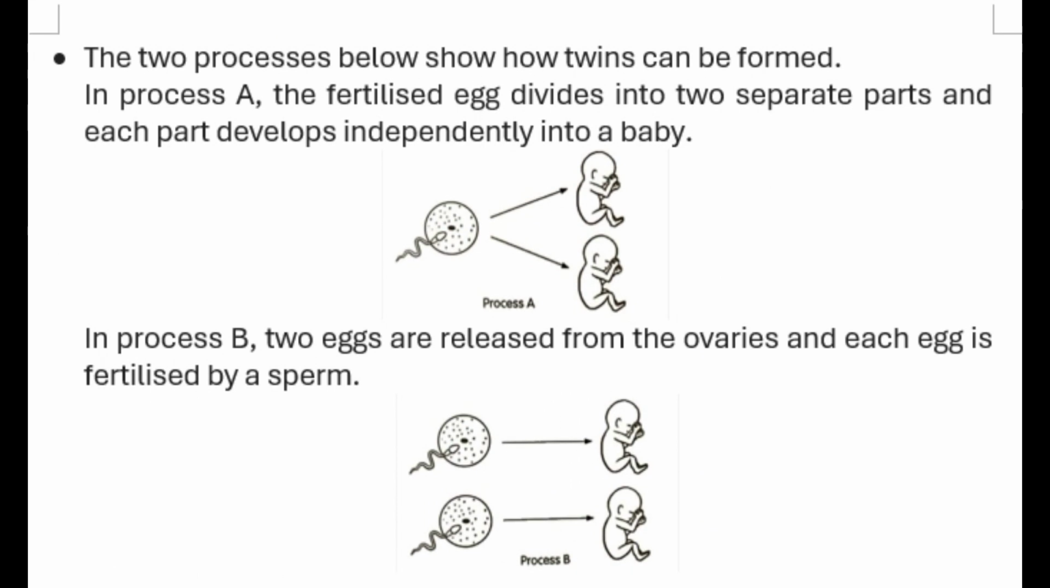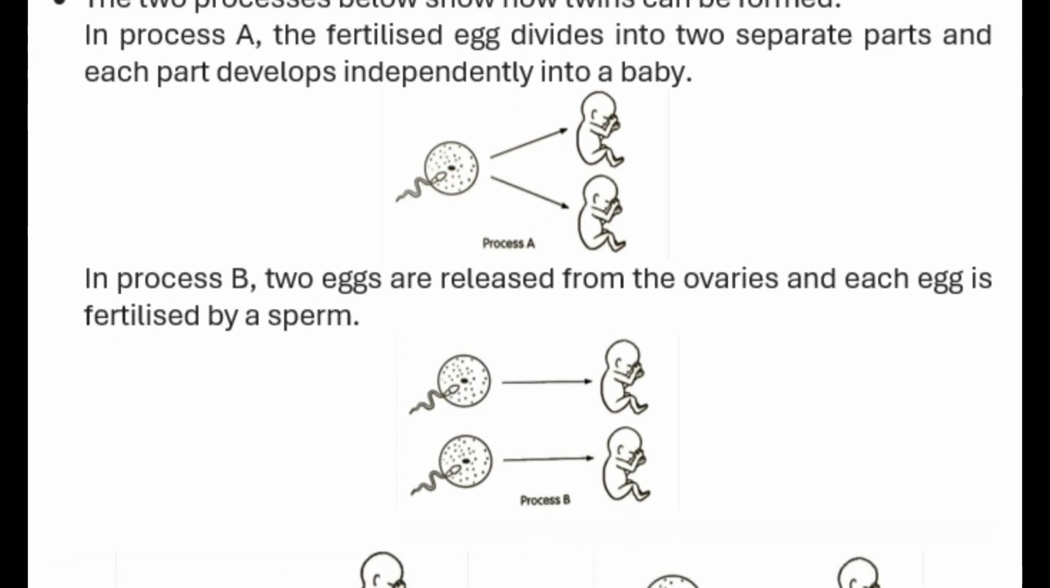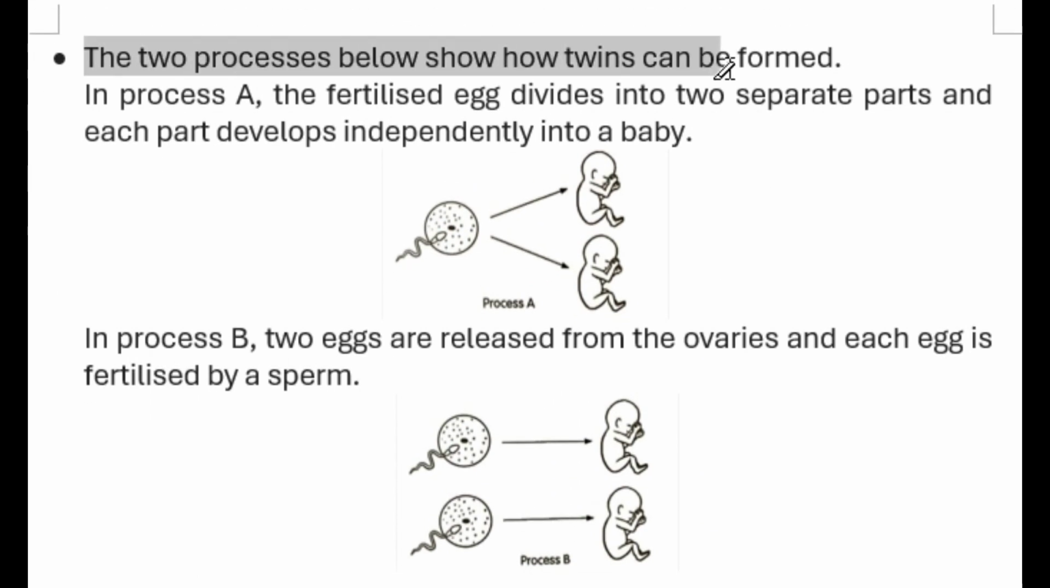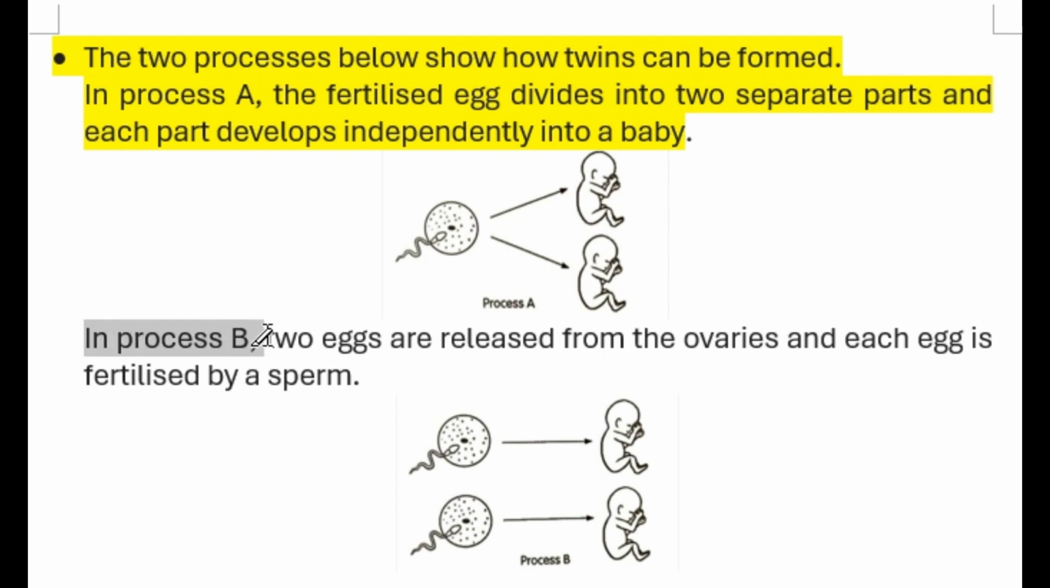The 2 processes below show how twins can be formed. In process A, the fertilized egg divides into two separate parts, and each part develops independently into a baby. In process B, two eggs are released from the ovaries, and each egg is fertilized by a sperm.